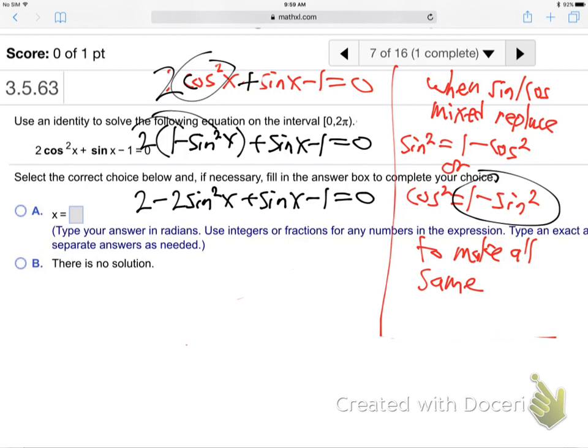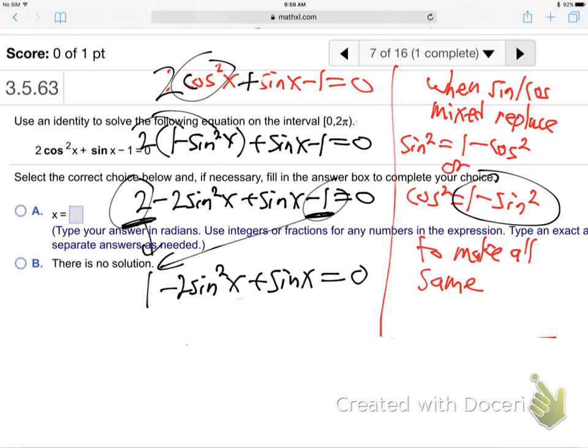Now what? That's a mess. Well, combine like terms. 2 minus 1 is 1. Good. 2 minus 1 led to just positive 1. Just combine, subtracted the numbers. So now we're to here. What in the world should we do at this point? I moved the 1 after sine x.